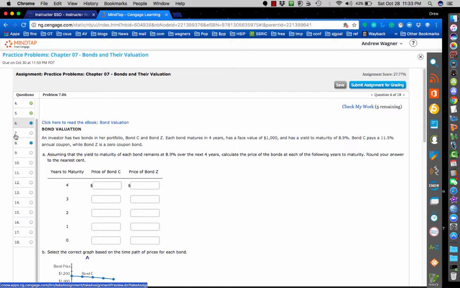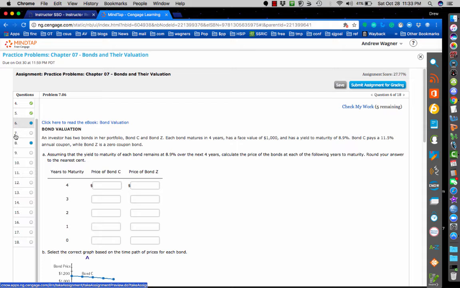Okay, assuming the yield to maturity stays at 8.9 over the next 4 years, calculate the price of the bond at each of the following years to maturity. Okay, so at 4 years to maturity, I'm just going to go down one column at a time. So first we'll go with the coupon bond.